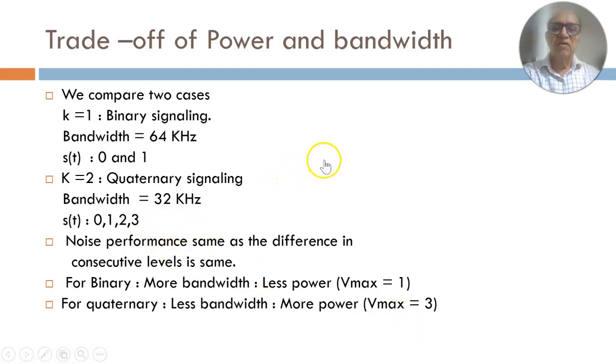So in this session we have discussed M-ary signaling in general, and we have talked about one significant aspect in communications, that is the trade-off of power and bandwidth. And time and again when we discuss various techniques, we'll come across this trade-off. But in this session we have talked about pulse amplitude modulation and discussed the trade-off between power and bandwidth by comparing binary signaling with quaternary signaling. And that's all in this session.